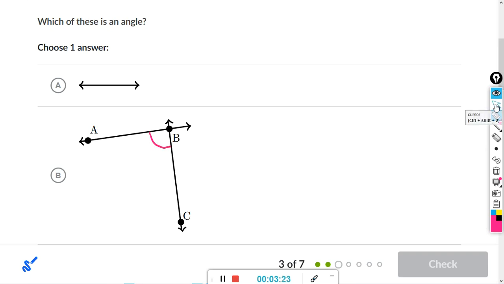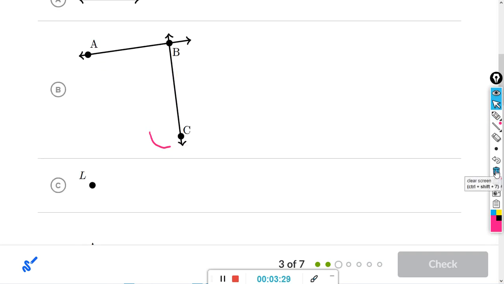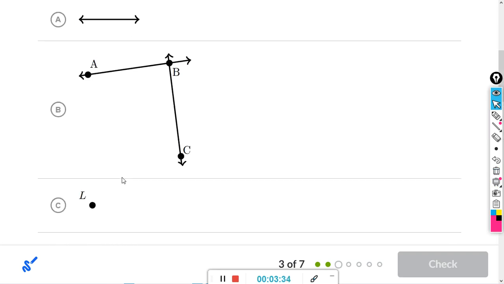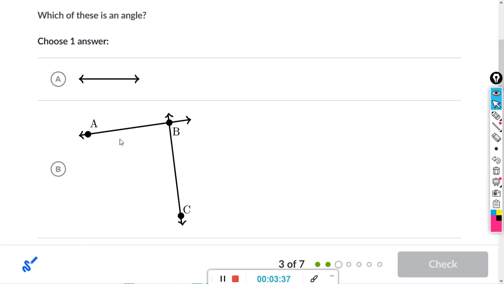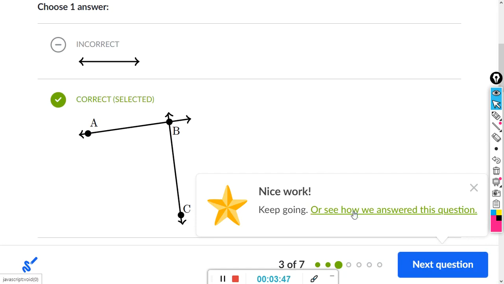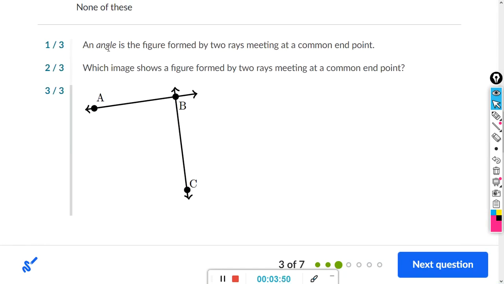All right. So it's going to be either answer B or none of these. All right, C is a point, D is a line segment, E is none of these. I'm going to try answer B because this would be an angle if they're referring to this part here. If it's not B, it's none of the above. Okay. So let me just see their solution here. An angle is the figure formed by two rays meeting at a common endpoint. Okay, so yes, this is a ray right here, and this is a ray right here.